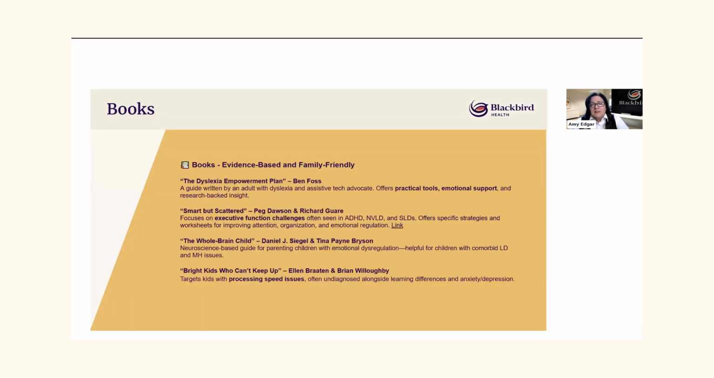But some of the books that I really like, if we're looking at dyslexia, a lot of what I tried to offer were books that have practical tools, things that you can use in the classroom and families can use as well. So Dyslexia Empowerment Plan, and Smart but Scattered is a great book looking at the issues of executive function challenges and how that shows up both at home and in the classroom. And there are specific strategies for improving attention, organization, and emotional regulation.